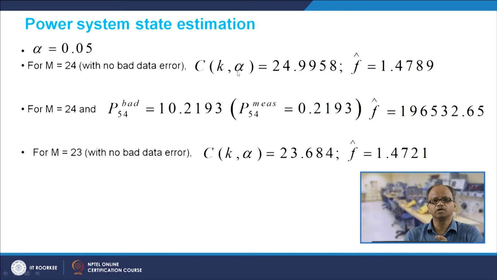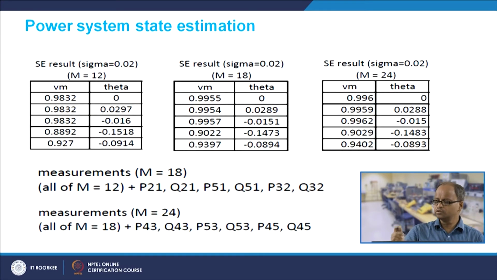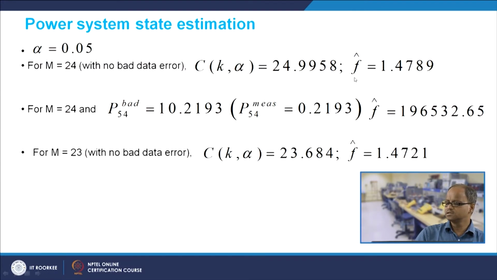If we look at this particular table of chi-square distribution, we find that C k alpha is equal to 24.9958. Then, utilizing these estimated values, if we calculate this z hat vector, and from that we can calculate the f hat value. This f hat value comes out to be 1.4789.